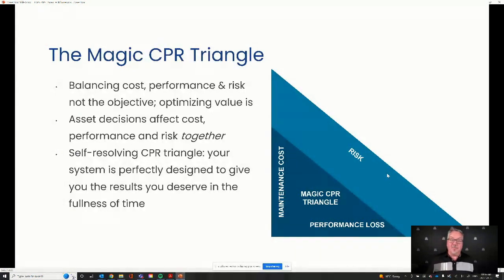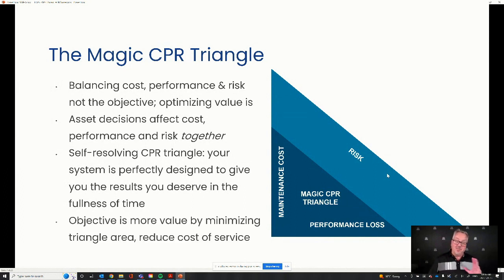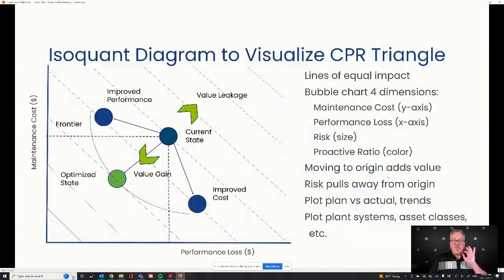So look, it's all based on our decisions on how we choose to manage these assets. And again, the objective is more value by minimizing that triangular area and reducing that cost of service at an acceptable risk. So this diagram, look, it takes a while to get your head around it. It's called an isoquant diagram.